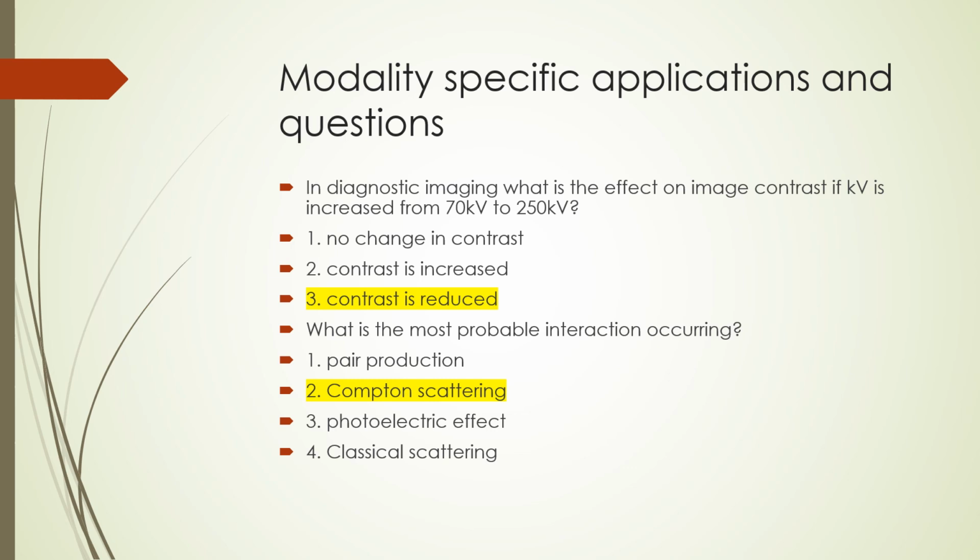For the first part of this question, what is the effect on image contrast if kV is increased from 70 to 250? The correct choice is contrast is reduced. For the second part of the question, what is the most probable interaction occurring? The correct choice is Compton scattering.